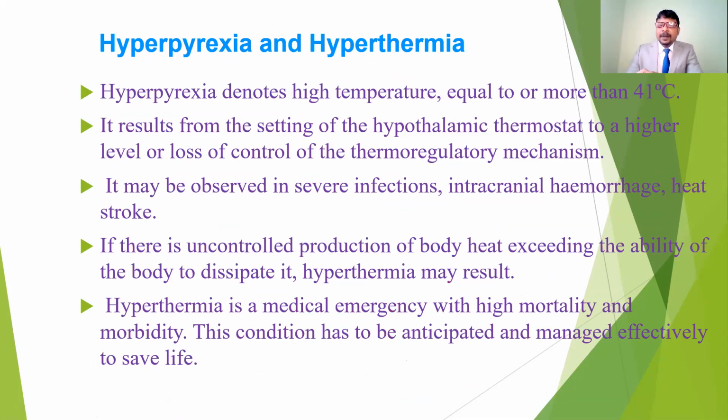Coming to hyperpyrexia and hyperthermia. What is the difference between hyperpyrexia and hyperthermia? Both are the same: the temperature is raised to more than 41 degrees centigrade, that is, more than 104 degrees Fahrenheit. That is a severe fever, and it is called hyperpyrexia.